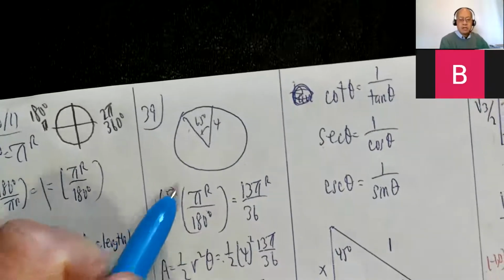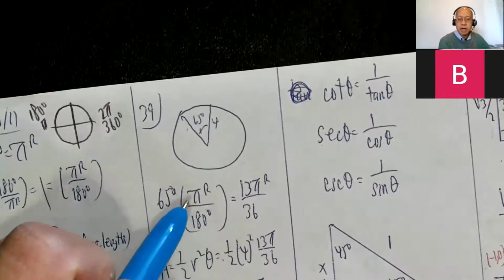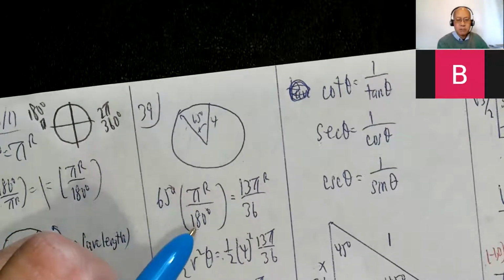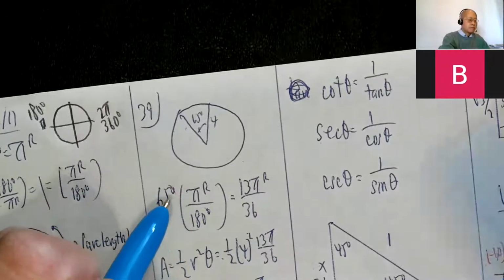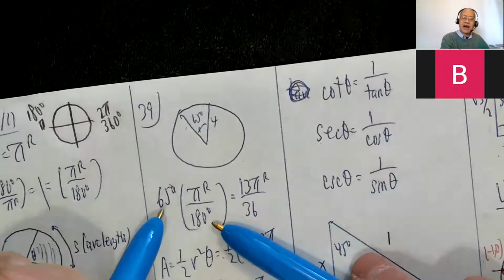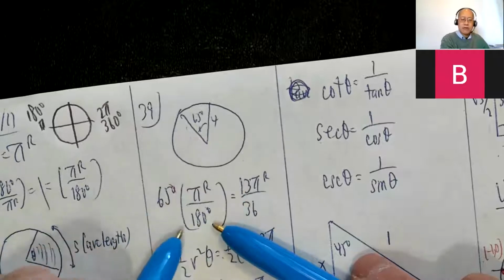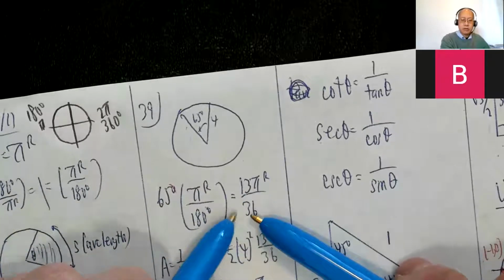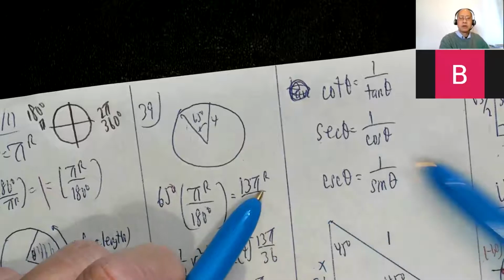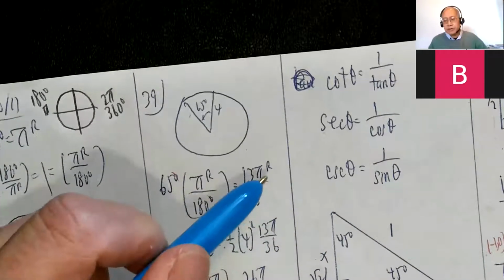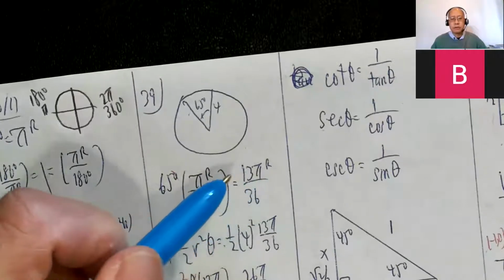So 65 degrees, change to radians, multiply by pi over 180. Pi radians divided by 180 degrees. Both of these numbers are divisible by 5. So if I divide out 5, I get 13. Divide this by 5, get 36. So 13 pi over 36 radians. Again, in reality, you don't even have to put the R. You don't want to.